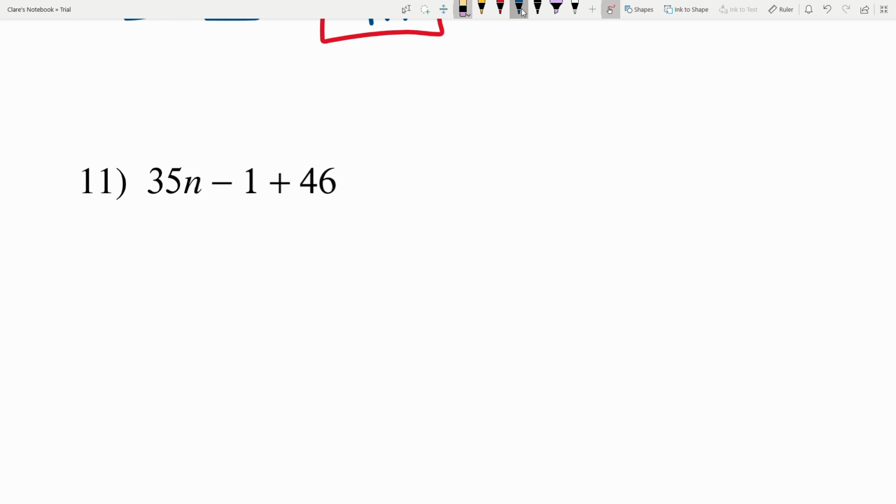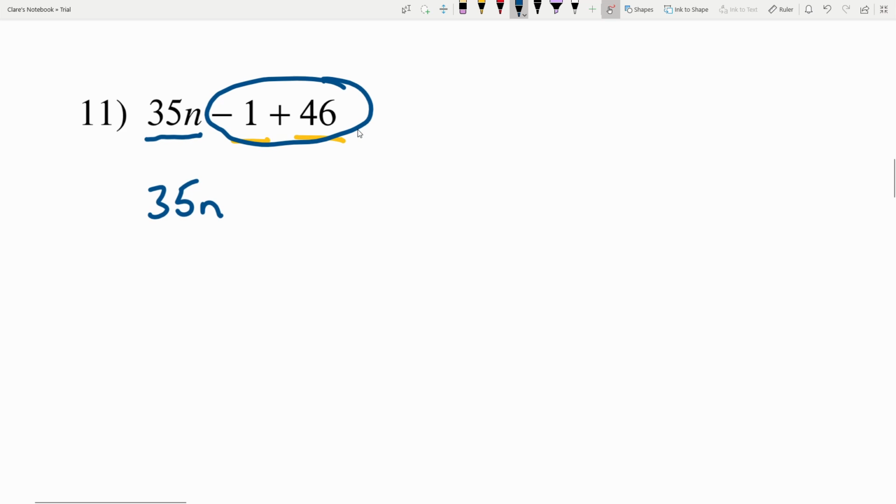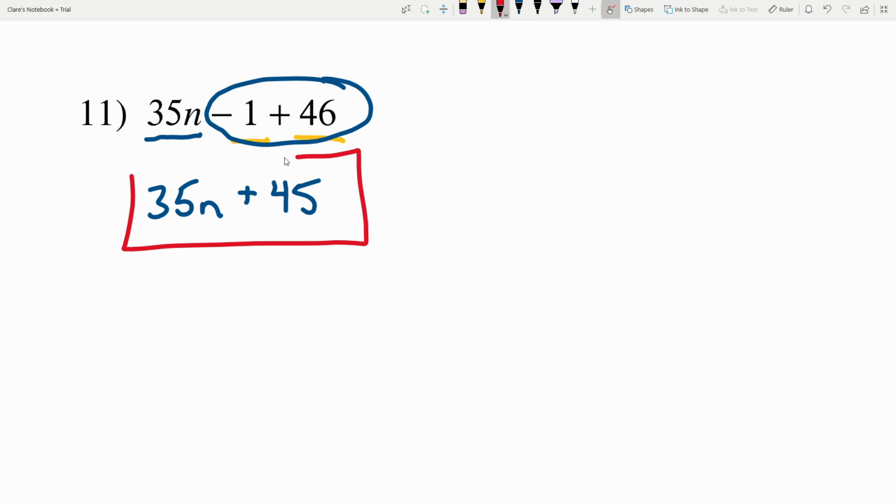Now in number 11, I have 35n, which is my only number with an n, and then I'm subtracting 1 and then adding 46. So I'll have 35n remaining. Now I'm just going to combine subtracting 1 and adding 46. So if I'm taking away 1, that will be a negative 1. But then I'm adding 46 to that, so that's going to be like 46 minus 1. And 46 minus 1 is going to be a positive 45. So that's going to be 35n plus 45. That's my solution in number 11.